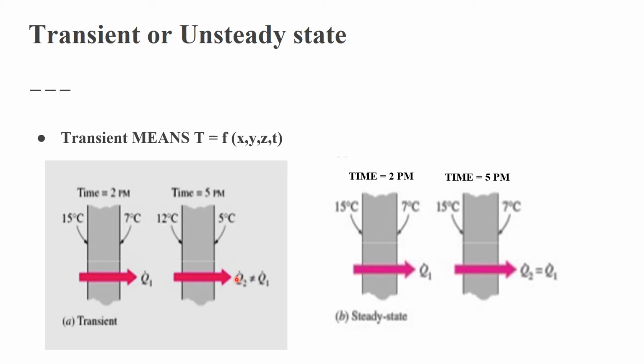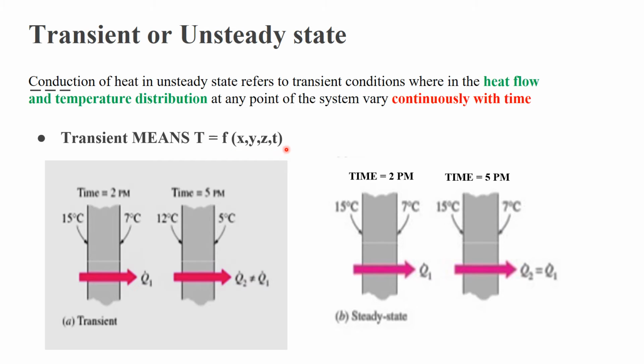Therefore I can define transient heat conduction as heat conduction where the temperature varies with respect to position and time. Temperature is a function of both space and time. So the definition goes like this: the conduction of heat in unsteady state refers to transient conditions wherein the heat flow and the temperature distribution at any point of the system vary continuously with time. As simple as it is. Transient or unsteady means temperature and heat transfer rate vary with respect to time.